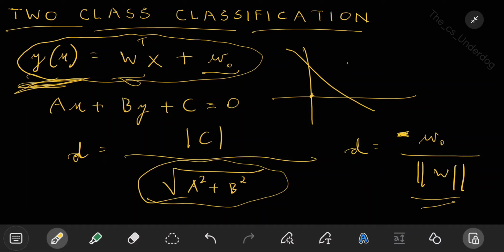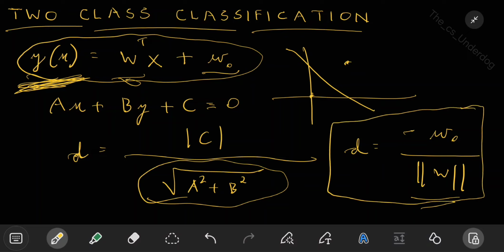Similarly, if the point is somewhere here, let us say here, this will denote a point for which y of x is greater than 0. In that case, it will be positive. So then you will put a positive sign. Okay. So here, because I'm considering origin to be on the lesser side, I'll put a negative sign. So irrespective of the sign, here what you have to understand is that w0 is the key factor in determining the distance of the decision surface from the origin.